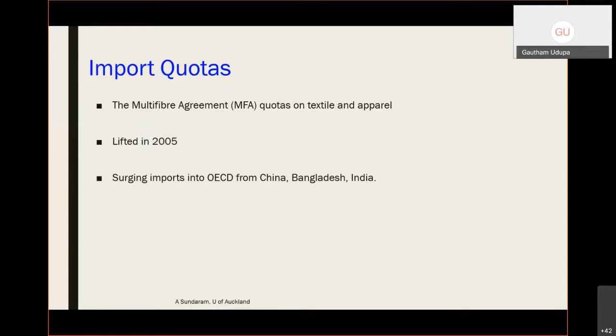Okay, so the other question is, would levying of anti-dumping duties necessarily lead to trade diversion?